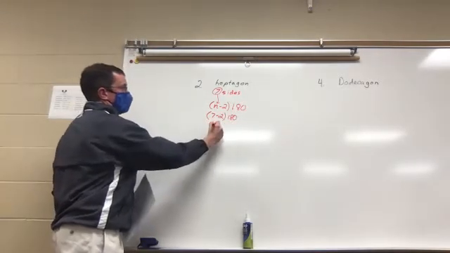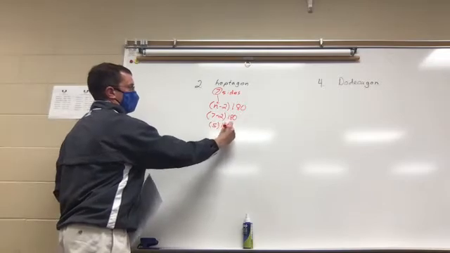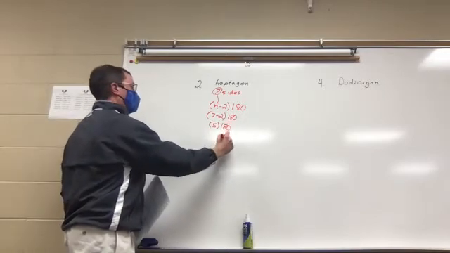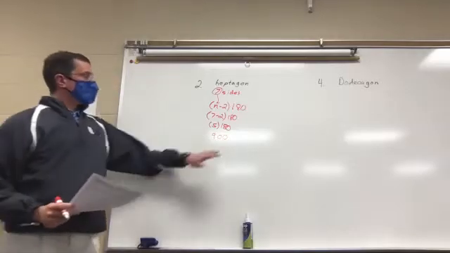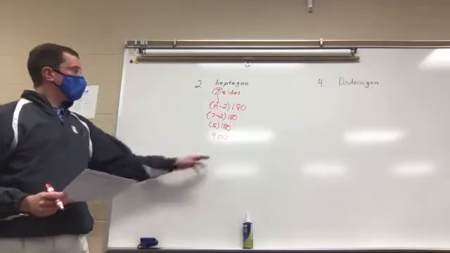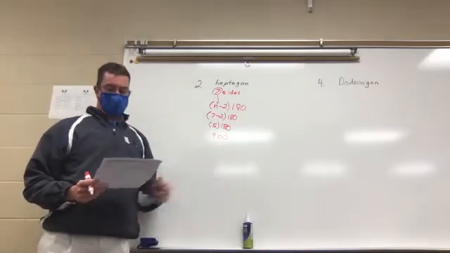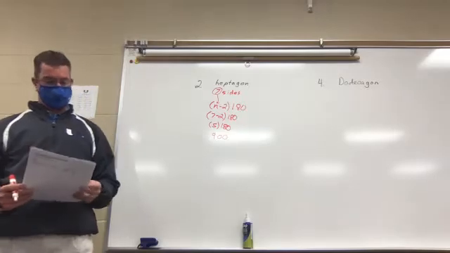7 minus 2 is 5. And 5 times 180 is 900. And that's all the further you have to go. If you add up all the interior angles on a heptagon, you will get 900 degrees.